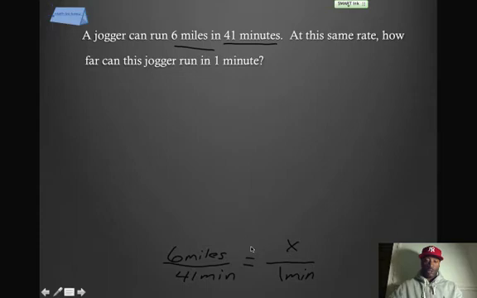So when we have a proportion to solve for this variable, we want to know what this x is, because this x right here is going to give us our amount of miles. It's going to give us the number of miles.